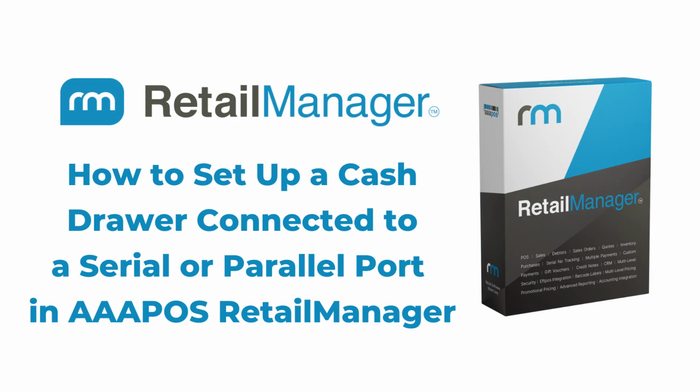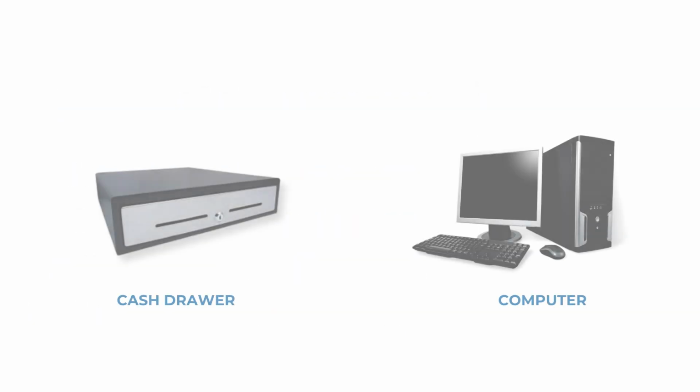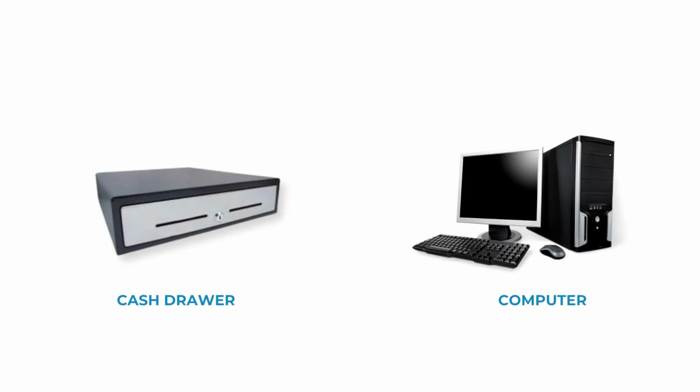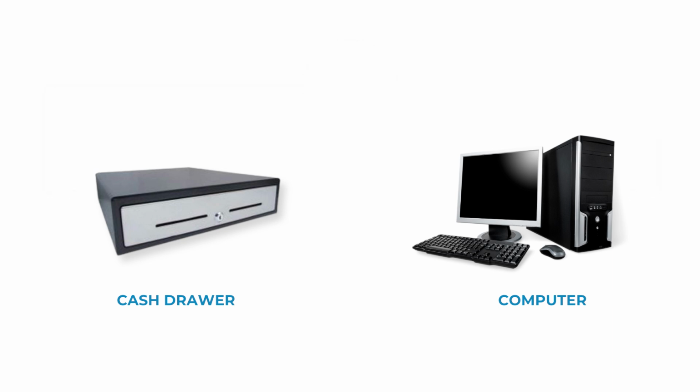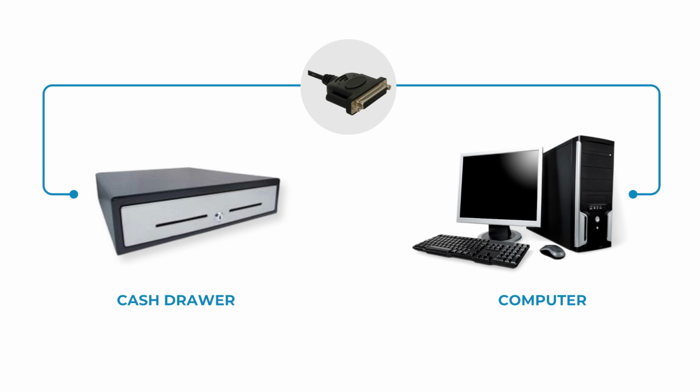How to set up a cash drawer connected to a serial or parallel port in AAAPOS RetailManager. Before setting up on RetailManager, please ensure the following connections are properly made. If using a serial port, connect the cash drawer to the computer's serial port using the serial cable. If using a parallel port, connect the cash drawer to the computer's parallel port using the parallel cable.